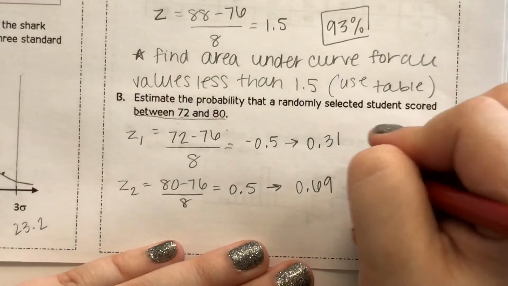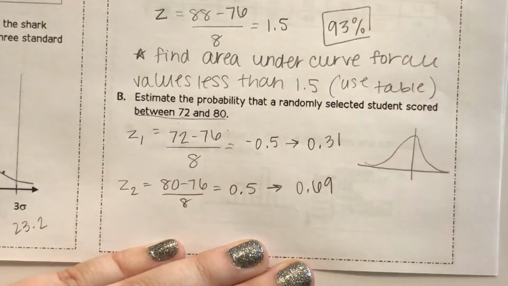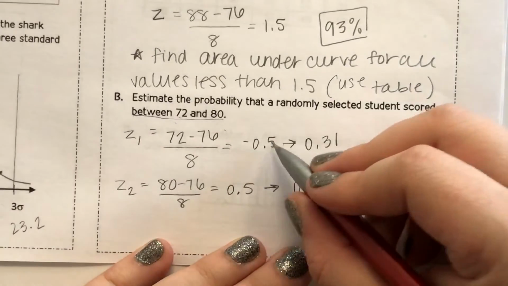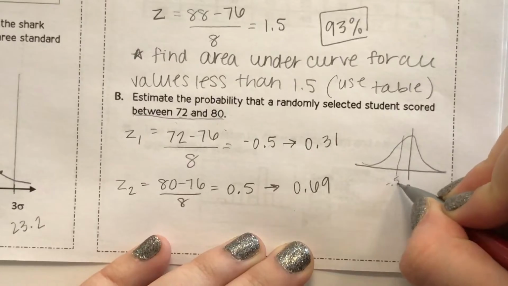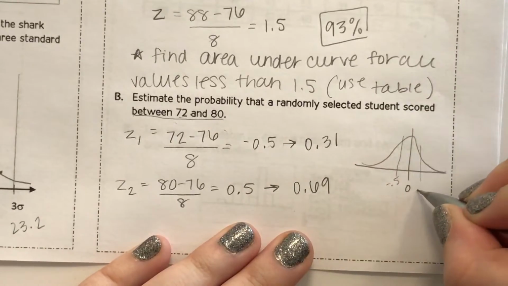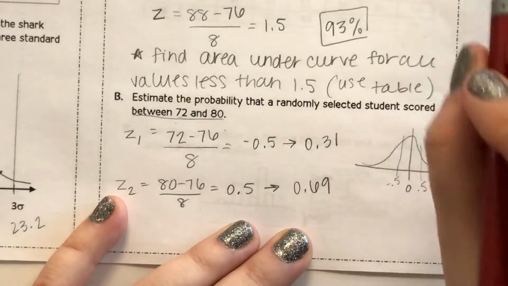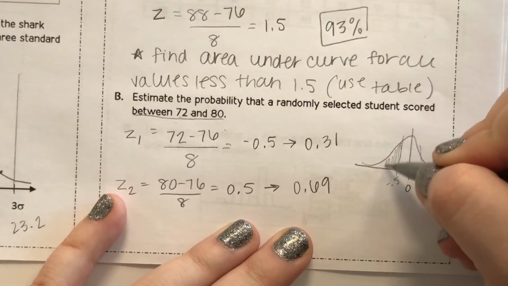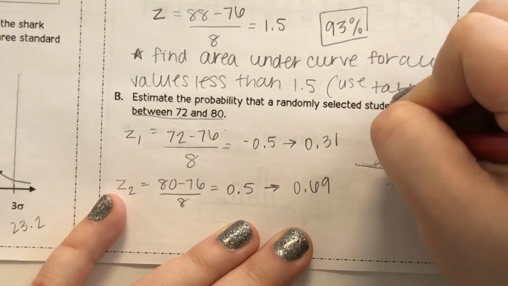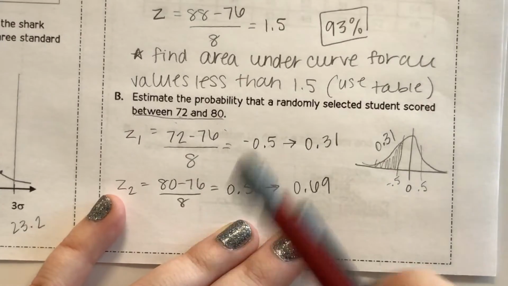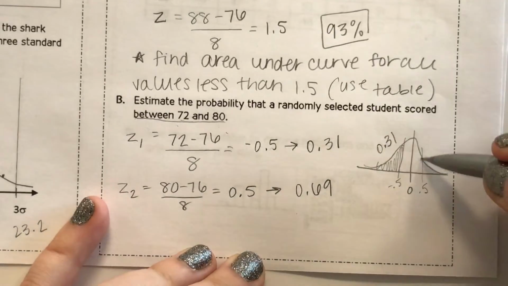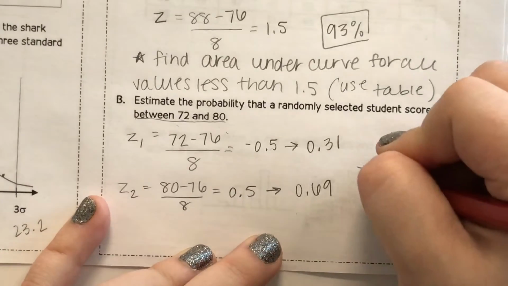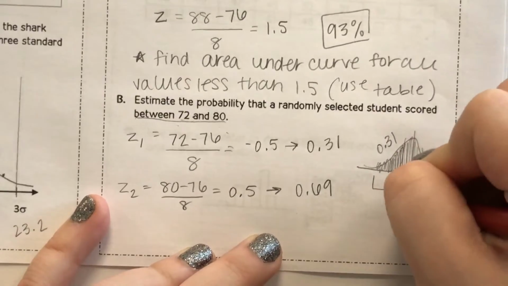So let's draw a picture. So if you're ever confused, draw a picture. So here's your mean, 0. We'll just say it's 0. Negative 0.5 is right here, right? And then positive 0.5 is right here. So that table tells me that the area less than negative 0.5 going this way is 0.31. Okay? That table tells me that the area less than 0.5, which is starting here and all the way down, so all of this is 0.69.